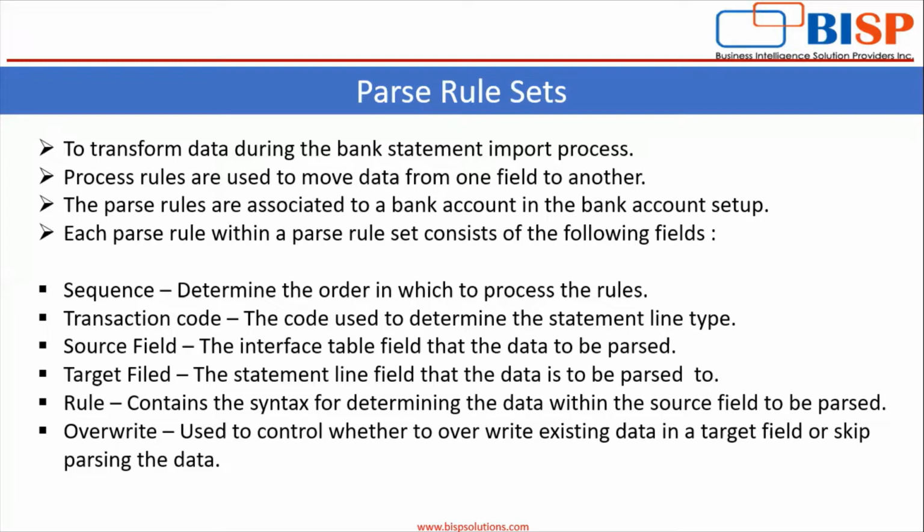Source field is the interface table field that the data is to be passed from. Target field is the statement line field that the data is to be passed to. Rule contains the syntax for determining the data within the source field to be passed. Override is used to control whether to overwrite existing data in a target field or skip the passing data.